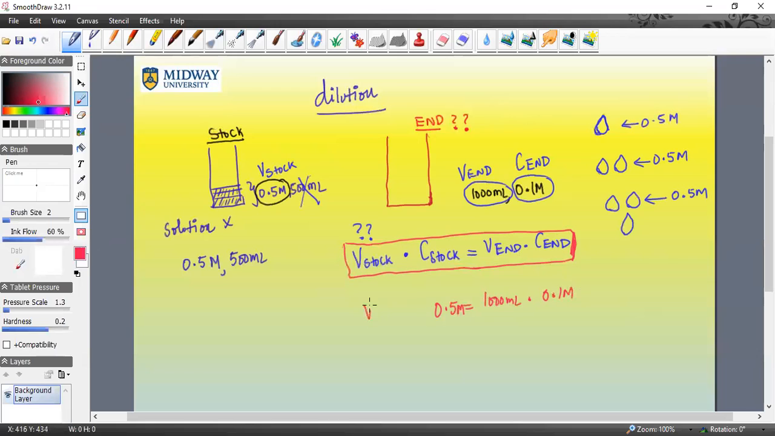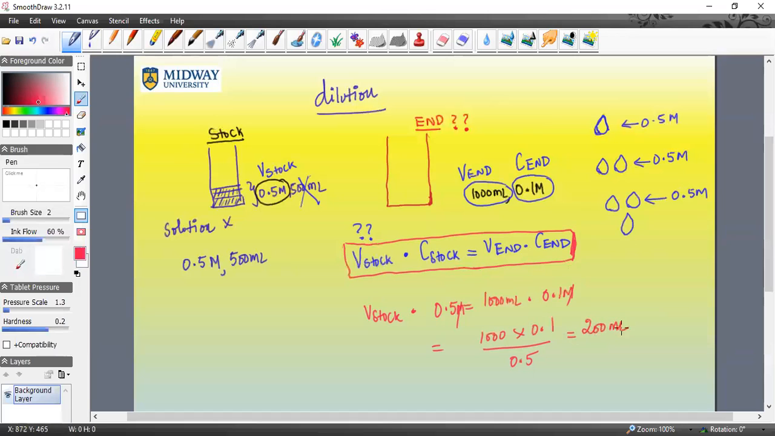So that means V stock is basically 1000 times 0.1 divided by 0.5. Because these are molar, it cancels out. You don't need to do any conversions, not at this point, unless you're requested to provide the final answer in milliliters or liters. So I'm just going to do 1000 times 0.1 divided by 0.5. So that's 200. Okay.